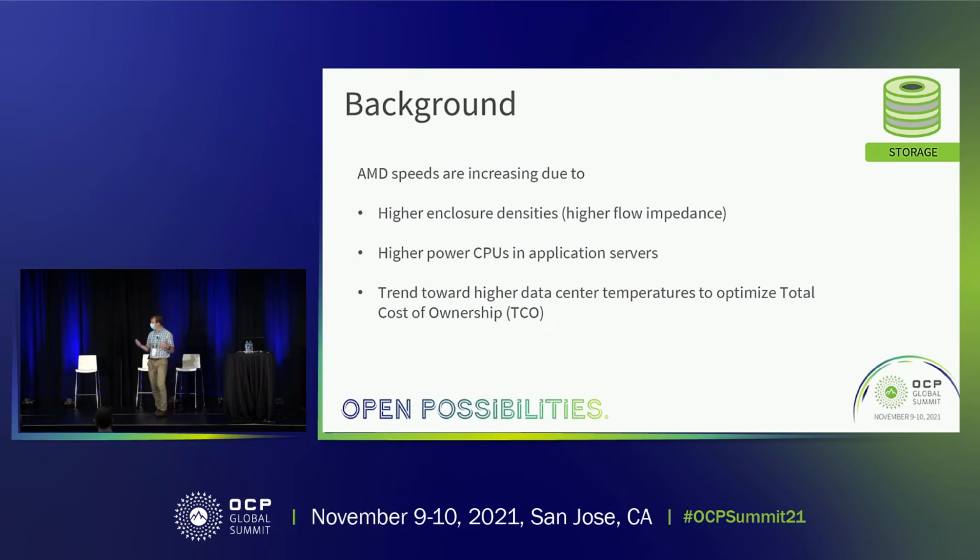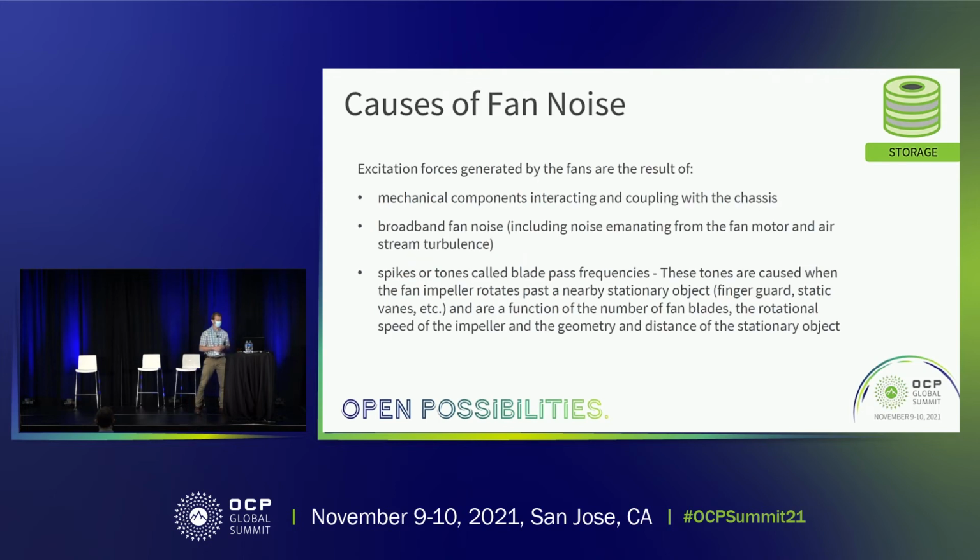And another reason is just data centers trying to increase their TCO. They may increase their data center ambient temperature. And as you increase your data center ambient temperature, again, you have to increase your fan speed to be able to account for that change in inlet temperature to your system, to keep all the components below a certain level, whatever that level is for your system.